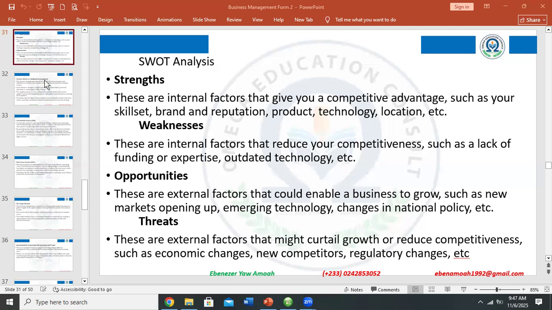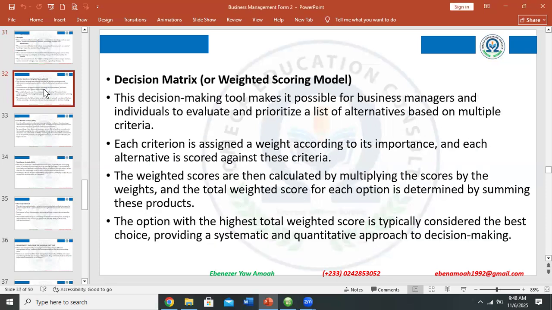After the SWOT analysis, the next one we have is the decision matrix or weighted scoring model. And I think one of you will read it for me. Who will do the reading for me? Prof. Thina, I think I'll start with you.